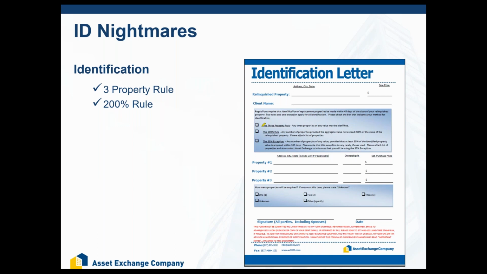All right, the rules for doing it, they're specified here. You can submit 3 properties of any value, or if you want to do more than 3 properties, you can, but the total value cannot exceed 200% of what you sold. All right, and we go over all the identification rules in our other advanced classes and our basic classes. So if you need to know more about these specific rules, shoot me an email and we'll send you specifics.